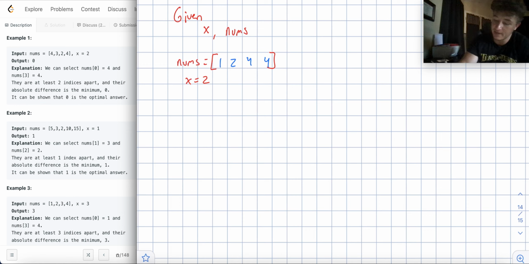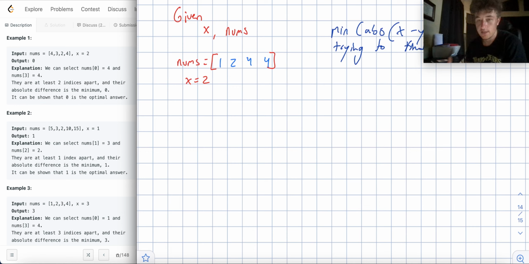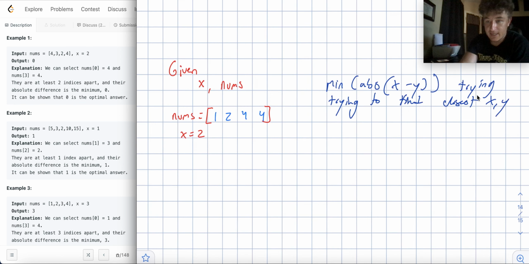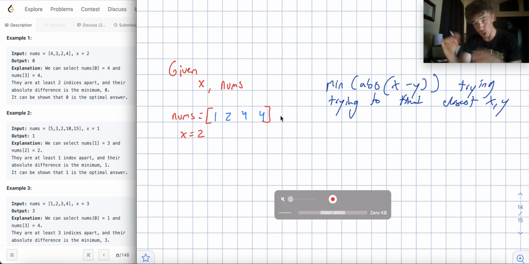If you're trying to find the minimum of the absolute value of x minus y or whatever, another way of stating that is you're trying to find the closest x and y's. Can't see my screen. So you're trying to find the closest x and y's, the values that are as close as possible to each other, because that will minimize the difference.